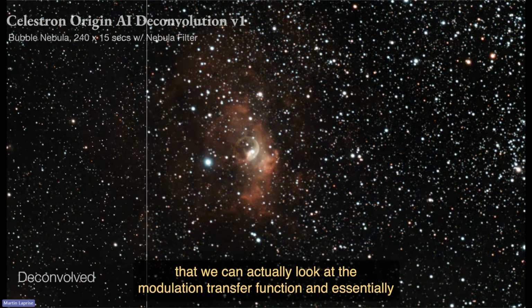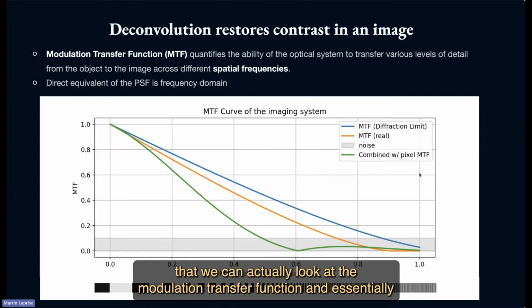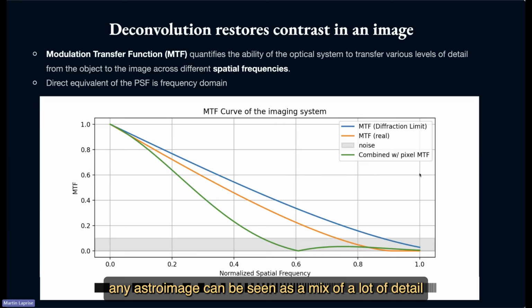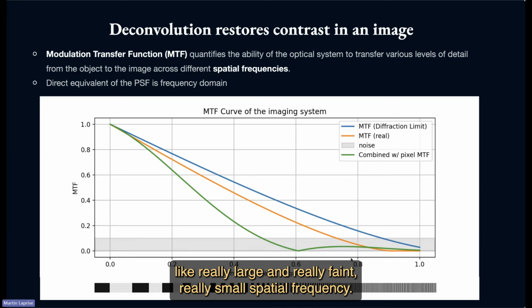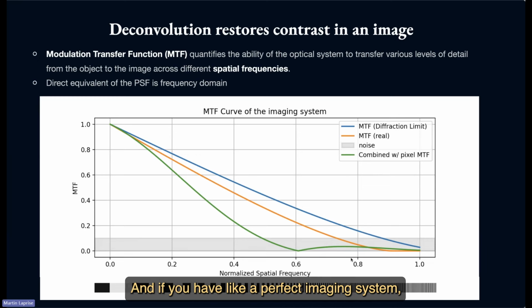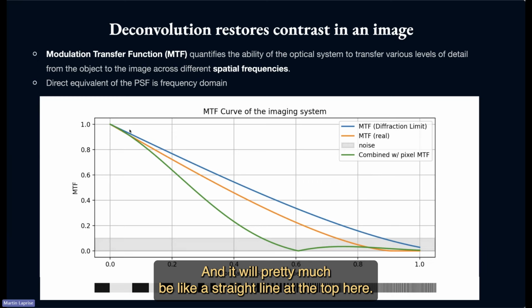In order to understand that, we can look at the modulation transfer function. Essentially, any astro image can be seen as a mix of a lot of detail with various spatial frequencies, from really large and really faint to really small. If you have a perfect imaging system, it won't affect the distribution of those frequencies, and it will pretty much be a straight line at the top here.